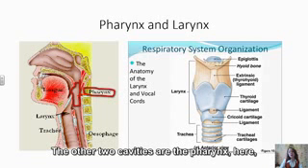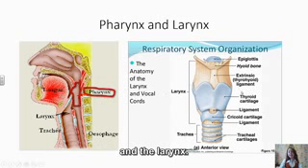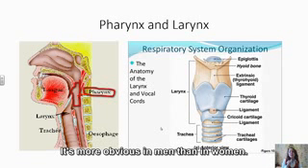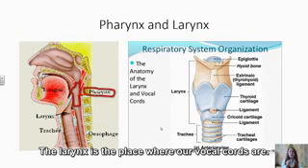The other 2 cavities are the pharynx, here, and the larynx. The larynx is a stick that comes out in the front of our neck. It's more obvious in men than in women. The larynx is the place where our vocal cords are.